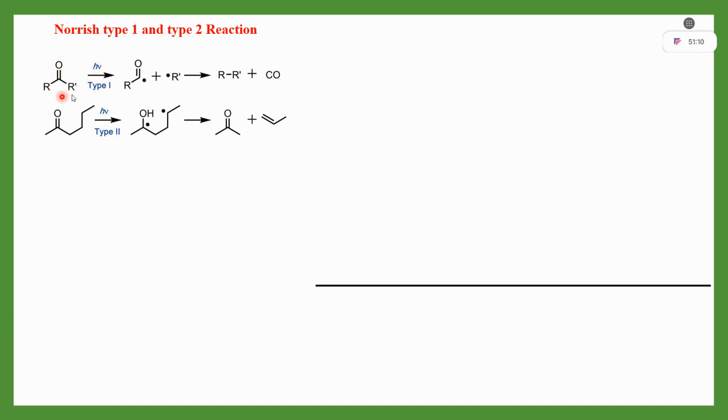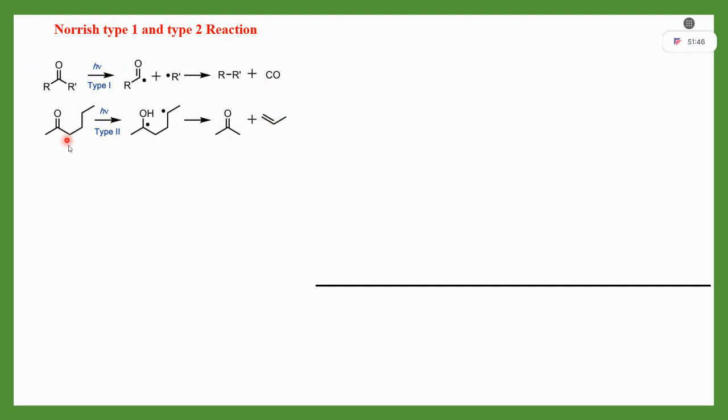Whenever carbonyl compounds are left in photochemical conditions, the reaction is Norrish type 1. Alpha cleavage takes place from here. This is your alpha carbon, so alpha cleavage occurs. When you cleave, this radical will form. This radical is known as the acyl radical, and the other is the alkyl radical. Then this CO can leave, leading to formation of an R radical. These two radicals can combine, leading to formation of this alkane. This is your Norrish type 1.